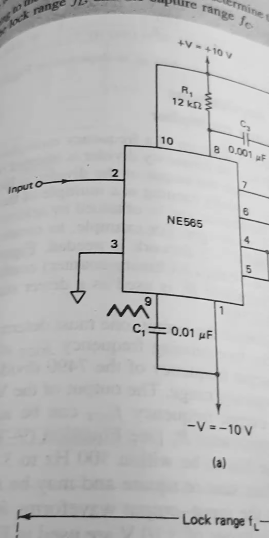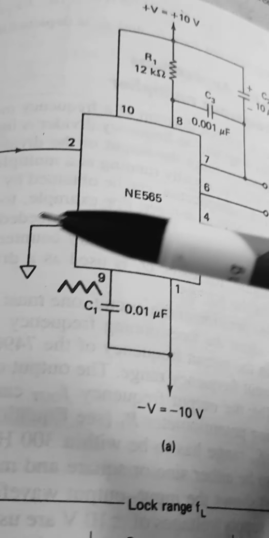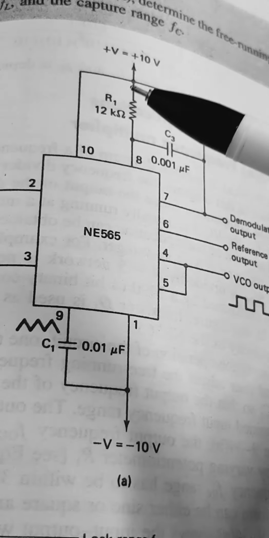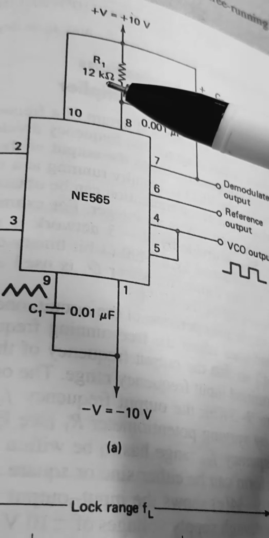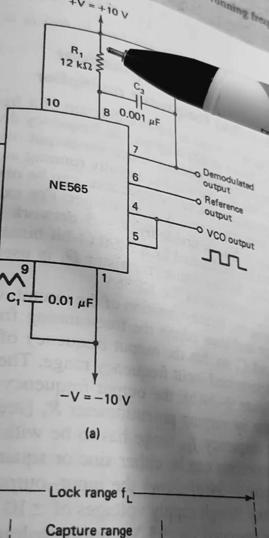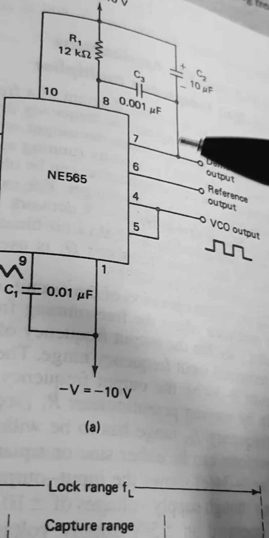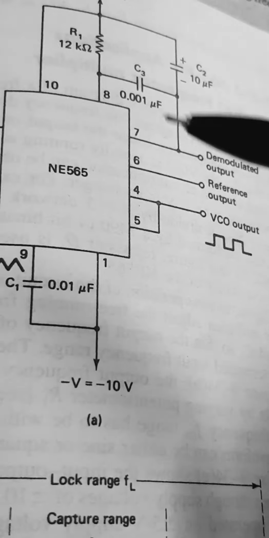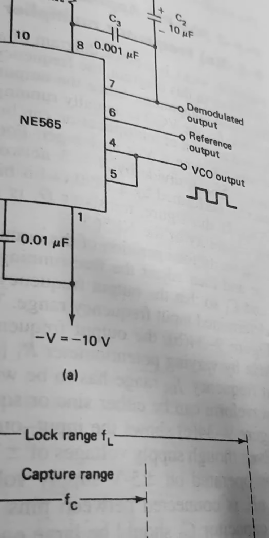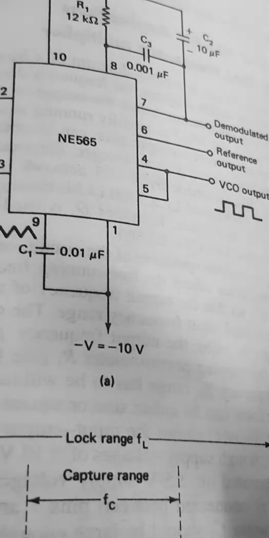You can see that the input is connected to 2 and 3 is grounded. Plus V is 10 volts, R1 is 10 kilo ohm, and plus V is directly connected to pin number 10. Through R1 it is connected to 8. Through C2 it is connected to 7. Between 8 and 7 is C3, that is 0.001 microfarad. At 7 you will get the demodulated output, reference output.